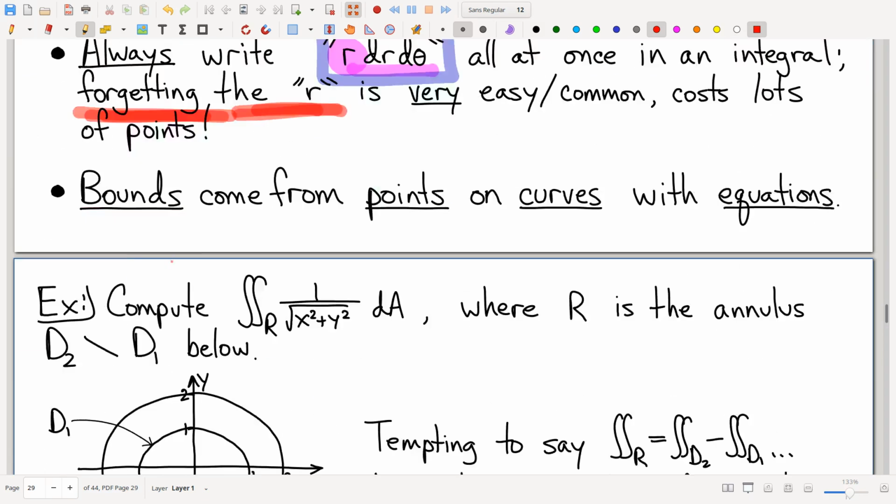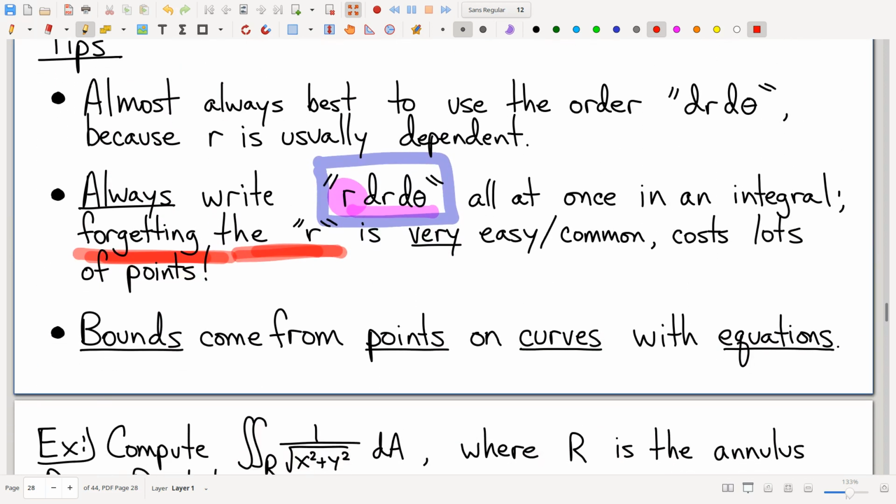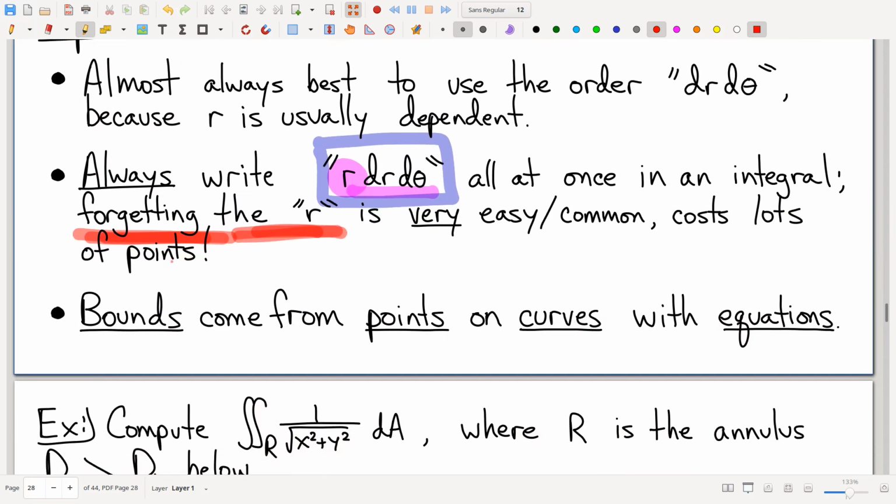Okay. So yeah, second trick. Big one. Make sure to always write down r dr d theta all at once. Get those points in the bank, and then go off and think about other things after you've already got that established.